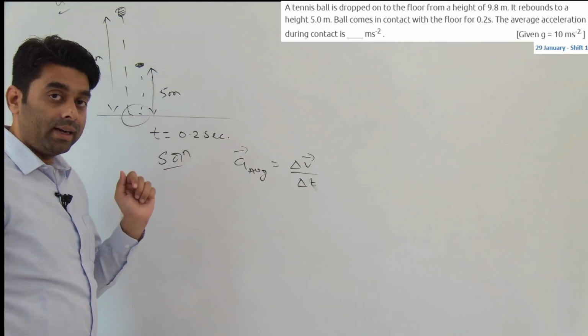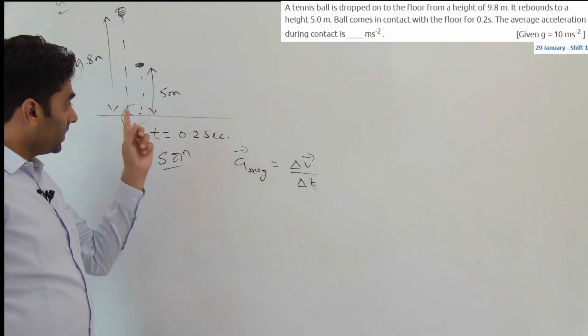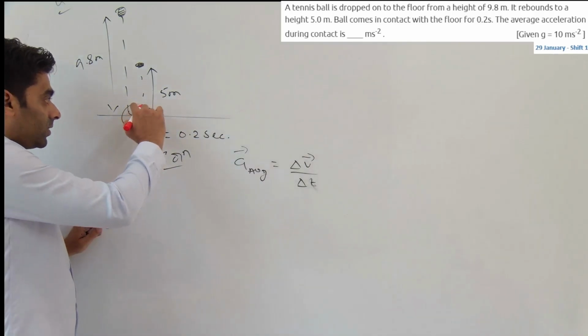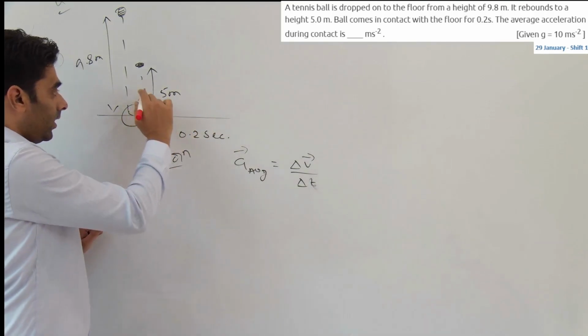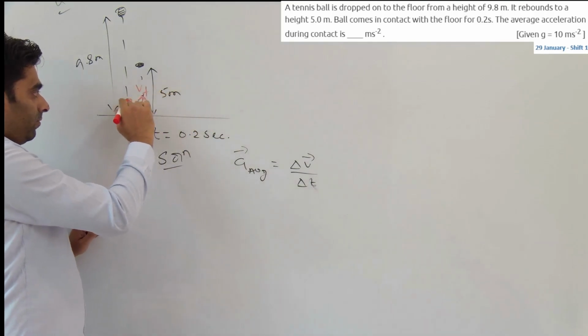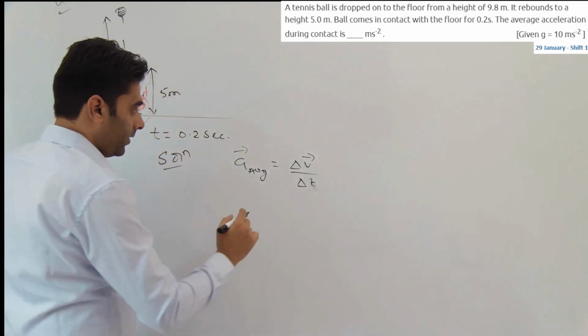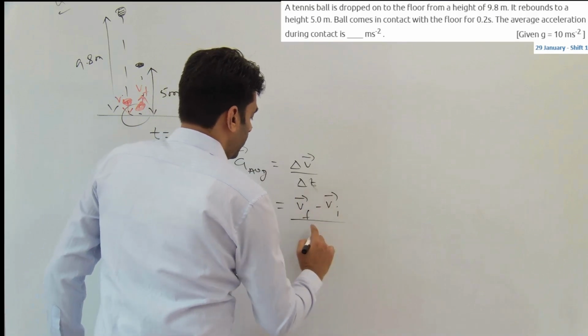But what is our delta V? Change in velocity: V final means the velocity after the impact, and V initial is the velocity just before the impact. After the impact, that means when it collides and is returning, this is V final, and before the impact this is your V initial, right? So let us write it as V final minus V initial by delta T.